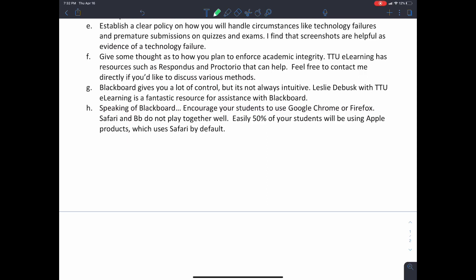Personally, I've found that screenshots are very helpful. I ask my students to snap a picture of the screen if they get a blue screen, or if Blackboard gives them some sort of error message, I urge them to take a picture of that. And in my testing instructions, they are told that they are to contact me immediately upon a technical failure. And then we address whatever the failure is.